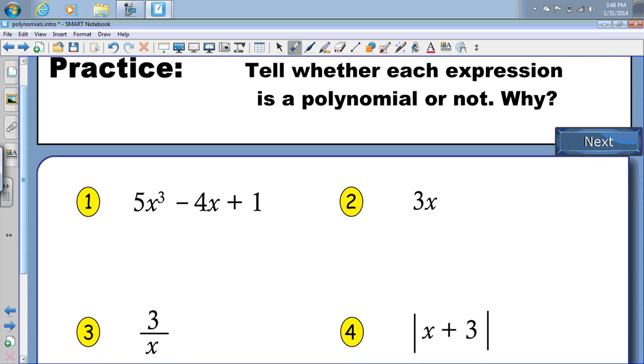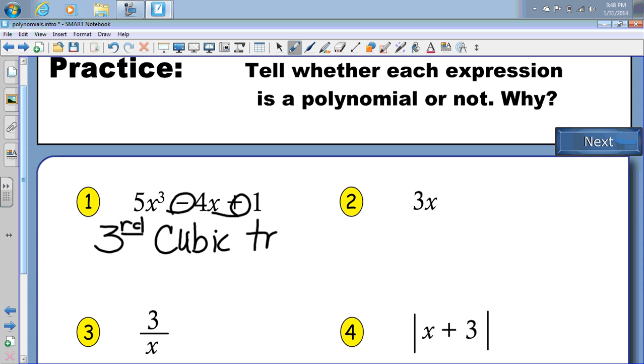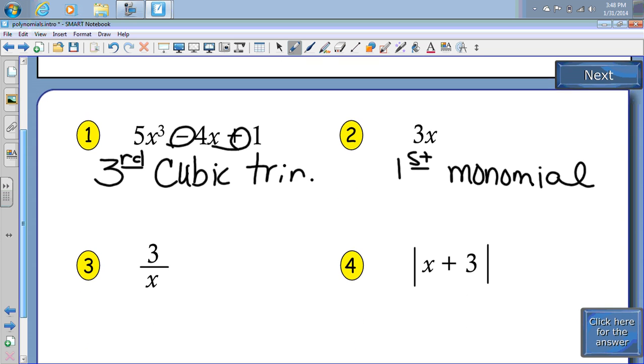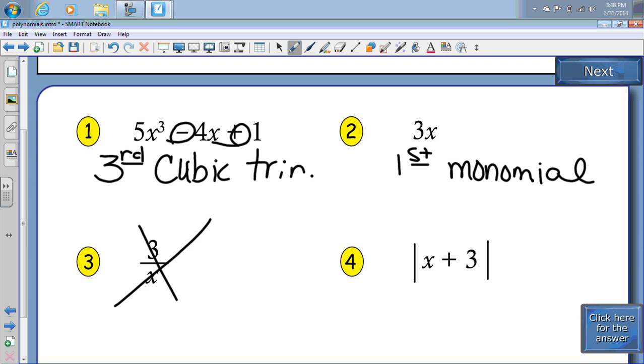Polynomial, yes, no. Addition and subtraction. This is a 3rd degree cubic trinomial. How about this? 1st degree monomial. Nope, because it's division. Nope, because it's absolute.